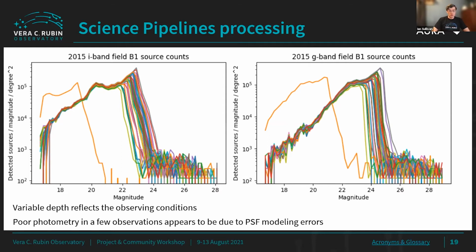Each of the colored lines in this plot is a different individual observation. So you can see the variable seeing is causing the magnitude drop off at a different point in all of them. However, as you go to better seeing and a fainter magnitude cutoff, we are converging on the same source count curve, which indicates to me that those sources are real.